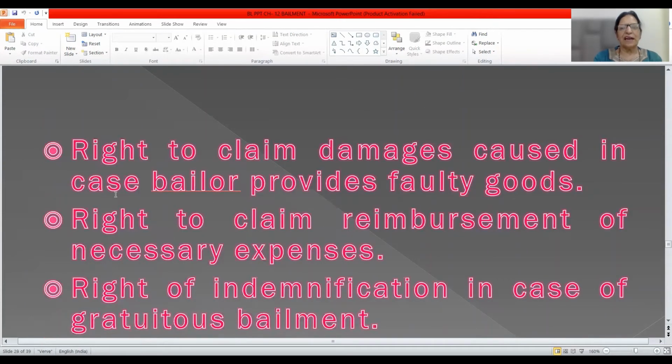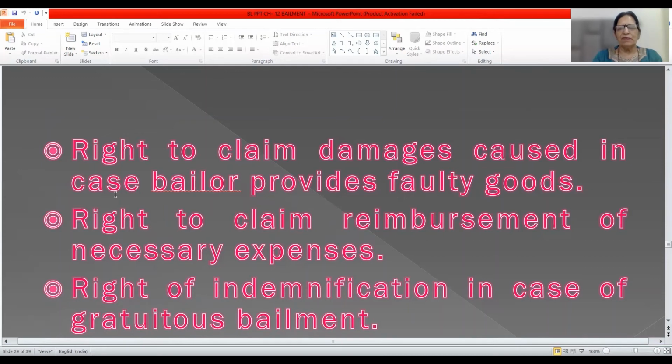So these are the rights of the bailee, friends. Right to claim damages caused in the case the bailor provided faulty goods. Right to claim reimbursement of necessary expenses. Necessary expenses: if a cow is left, then feeding expenses for the cow are the necessary expenses. Now these will be borne by the bailor.